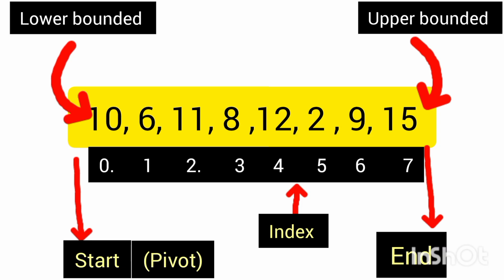As mentioned before, a pivot is a number chosen from the set. It can be the first number, middle number, or last number. In this example, we are taking the pivot as the number at the start, which is 10.